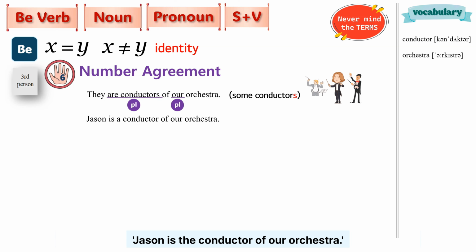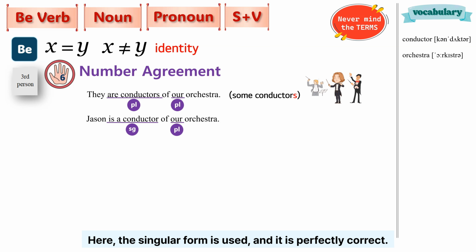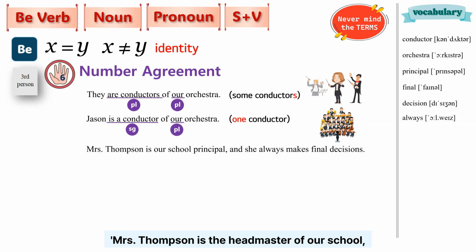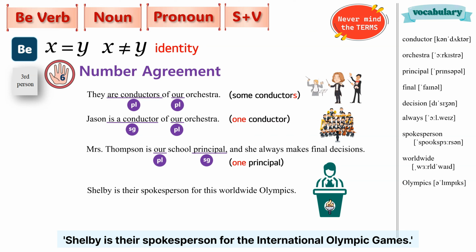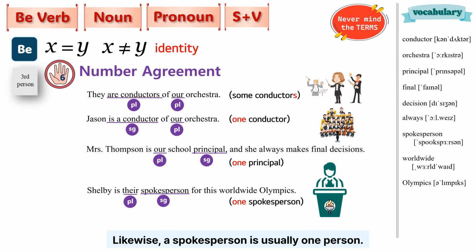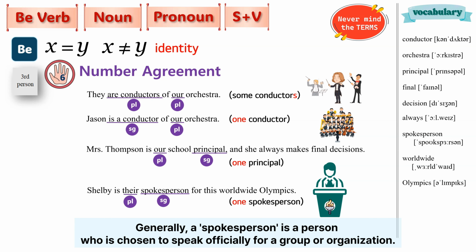Jason is the conductor of our orchestra. Here the singular form is used, and it is perfectly correct. Mrs. Thompson is the headmaster of our school, and she always makes the final decision. Again, the school normally has only one principal, so the singular is natural. Shelby is their spokesperson for the International Olympic Games. Likewise, a spokesperson is usually one person. Generally, a spokesperson is a person who is chosen to speak officially for a group or organization.